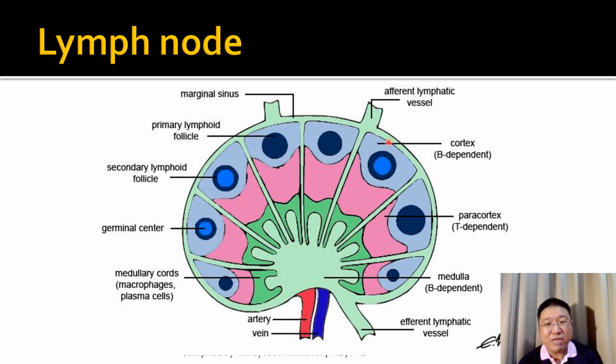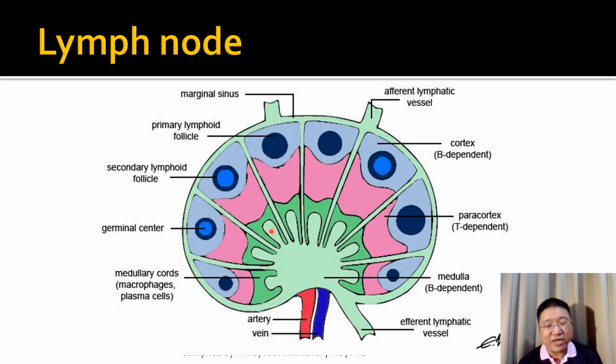And deeper to the cortex is the zone called the paracortical area. This area is for T cells. It is T dependent. And in the medulla, just like that, it is also a zone for B cells. It is B dependent.